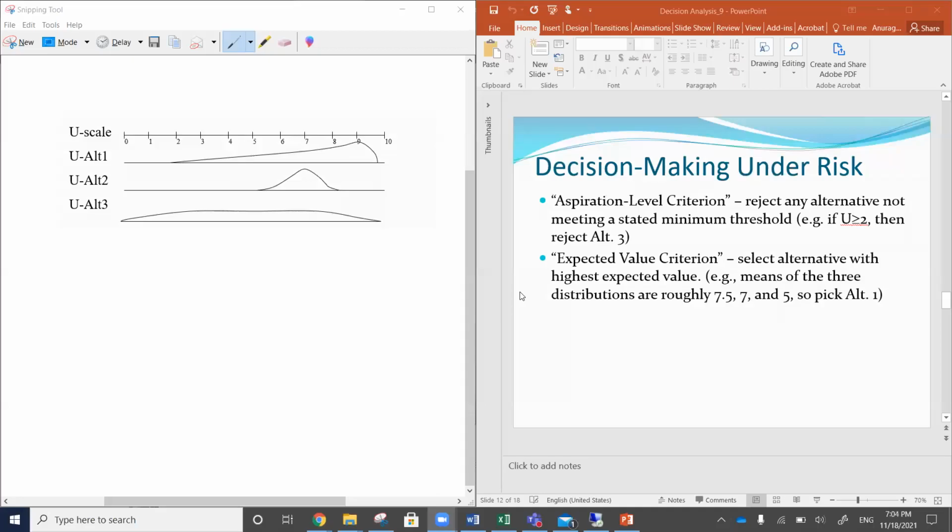So this is what I'm trying to figure out. Aspiration level criteria. Let's say somebody told you that any alternative that has its utility falling below 2.0 is not acceptable. If your decision maker says that you must have the utility of the alternative exceeding 2.0, then which of these criteria can you drop? Which of these criteria would you drop if you must have a utility level of 2.0 or above?